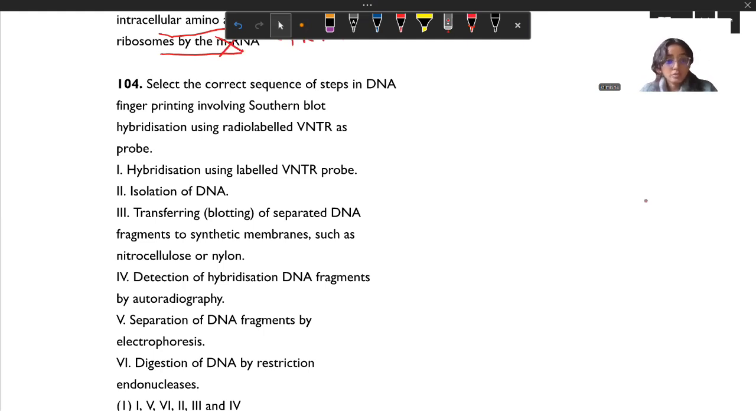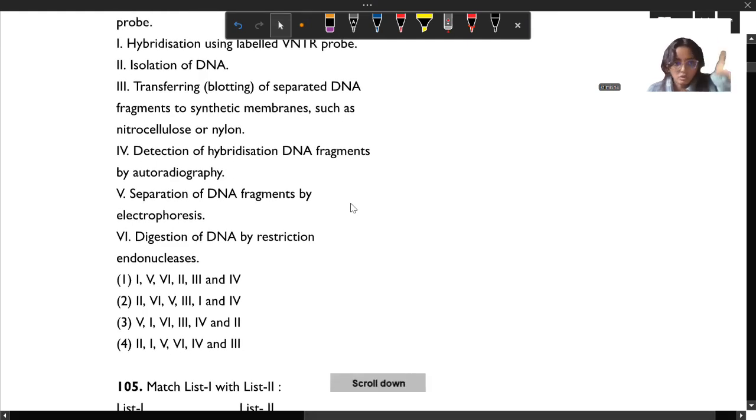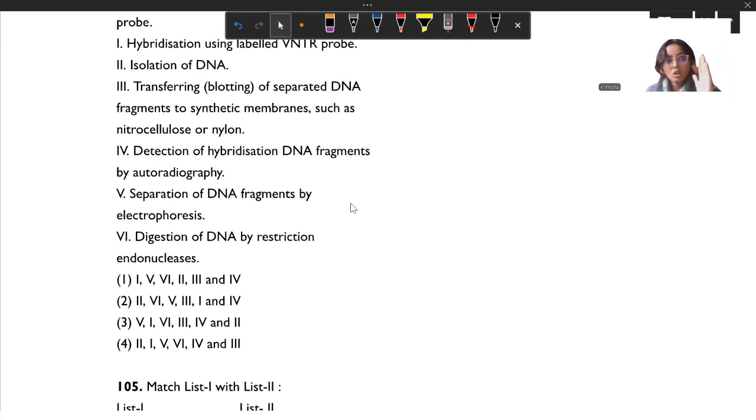Okay, so what is the first step? Let us see. Let's first read all of the steps and then we will organize them based on the sequence, starting from the first one and ending with the last one. The first option is hybridization using labeled VNTR probe. The second is isolation of DNA. Third one is transferring of separated DNA fragments to synthetic membranes such as nitrocellulose or nylon, detection of hybridized DNA fragments by autoradiography. What is autoradiography?